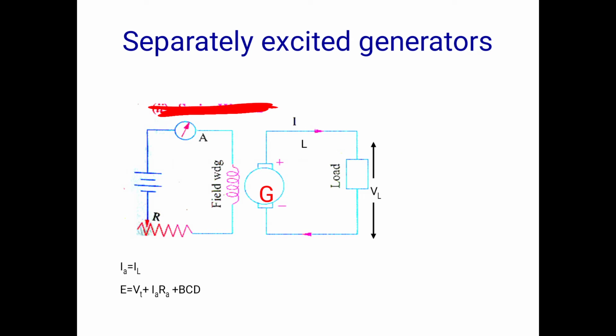Okay, next one, the separately excited generator. We know that in case of separately excited generator, the field winding is connected to a separate DC source and the armature winding is connected across the load. Load means some external electrical device. So here this is the DC source symbol, and this is the ammeter symbol. It measures the current. This is one DC source, it supplies the DC electrical energy, and this is called variable resistance.